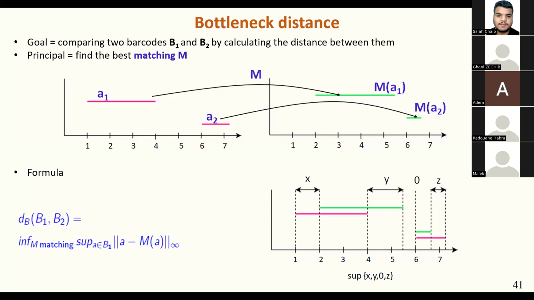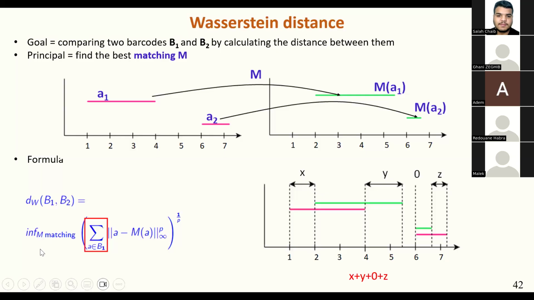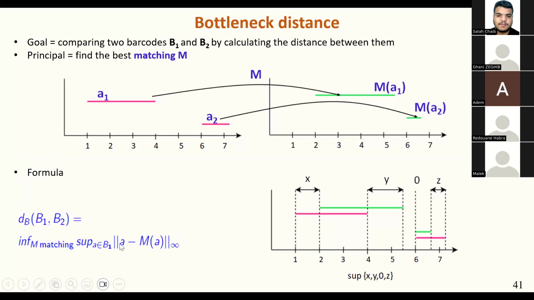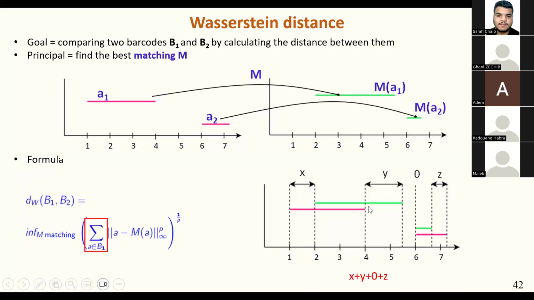We have also another distance, which is the Wasserstein distance, where instead of taking the maximum between the differences, we will take the sum of the differences. Also, when we define an optimal matching, we will take all the differences x plus y plus 0 plus z. And this is for a certain p. Here it is for p equal to 1, but this is the pth Wasserstein distance. So basically, those are the most commonly used distances to compare barcodes.